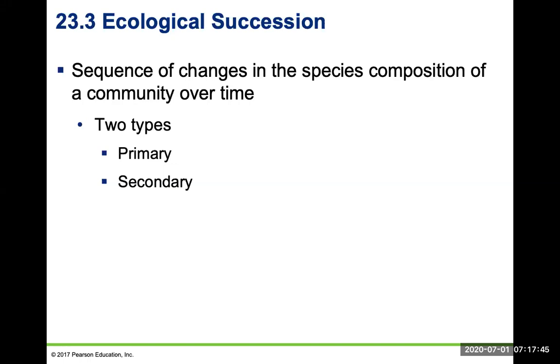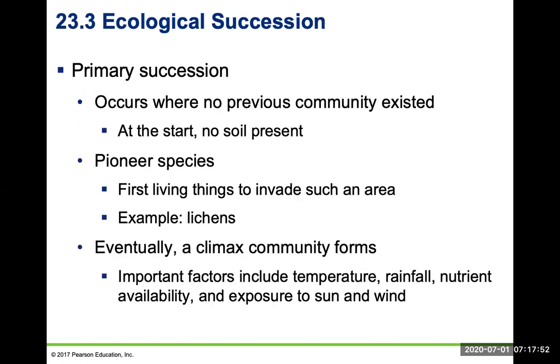A sequence of changes in species composition of a community over time is called ecological succession. And there can be primary or secondary. Primary succession occurs where no previous community existed, so we call these pioneer species. And eventually a climax community will form. So these are the first living things to invade an area.